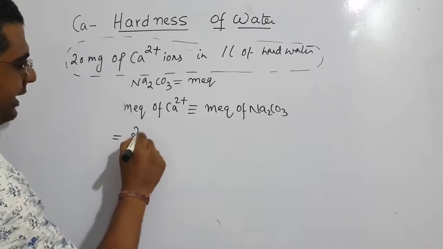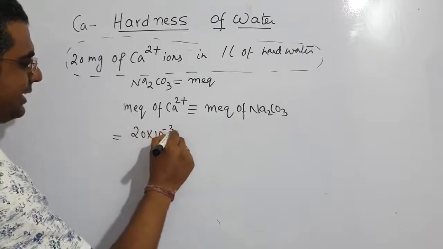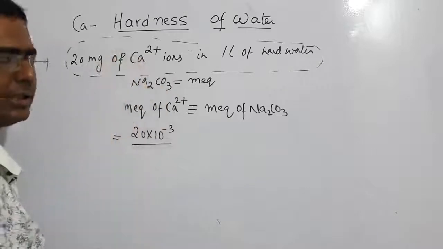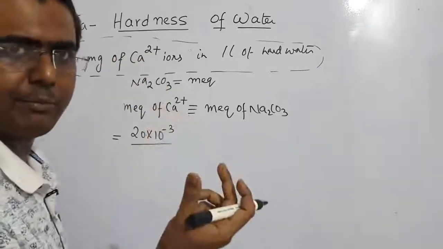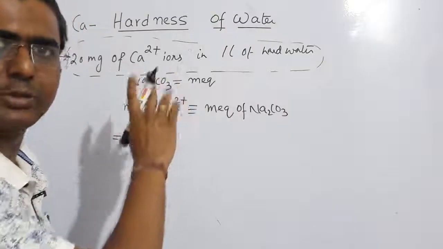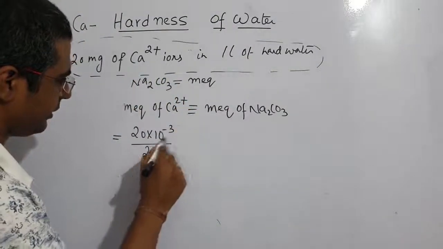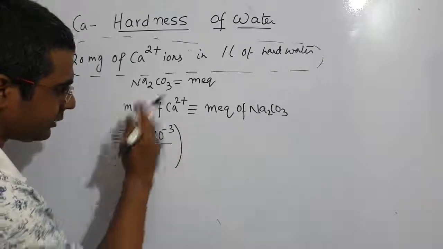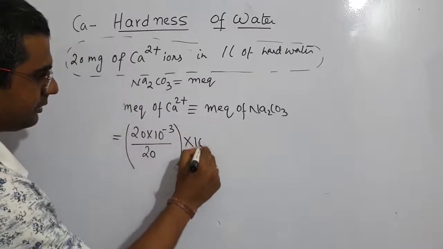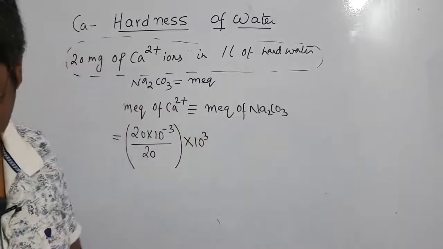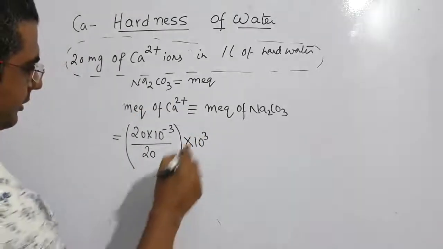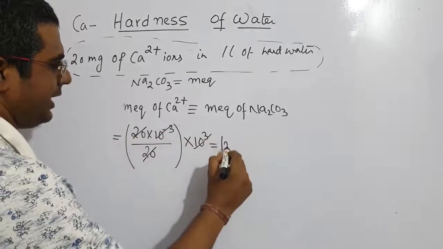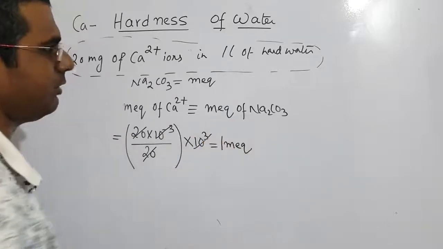So you will find out 20 mg means 20 into 10 to the power minus 3 gram divided by the equivalent weight of calcium 2+. How much? Calcium weight is 40 gram divided by the valency of calcium 2+, so it will be 20. So this is equivalence. Now you want to convert this to milli equivalence, into 10 to the power 3. So that is milli equivalence, clear? So this and this cancel out, this and this cancel out, it becomes 1 milli equivalent. So the answer is 1 milli equivalent of Na2CO3.